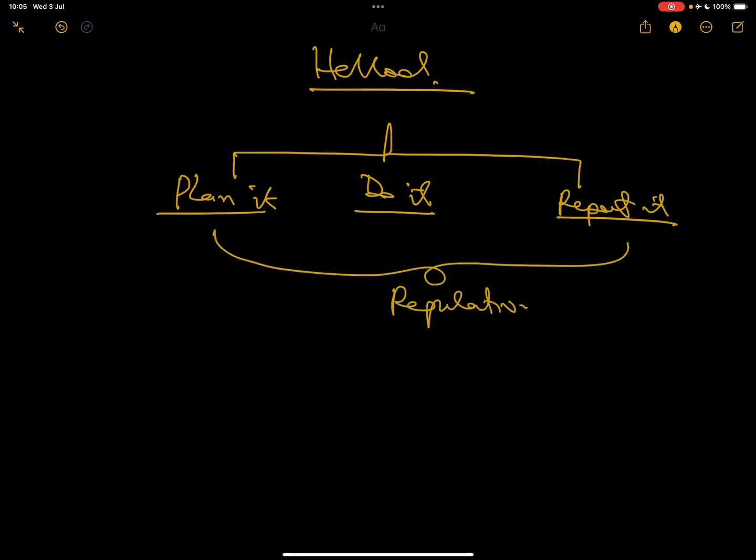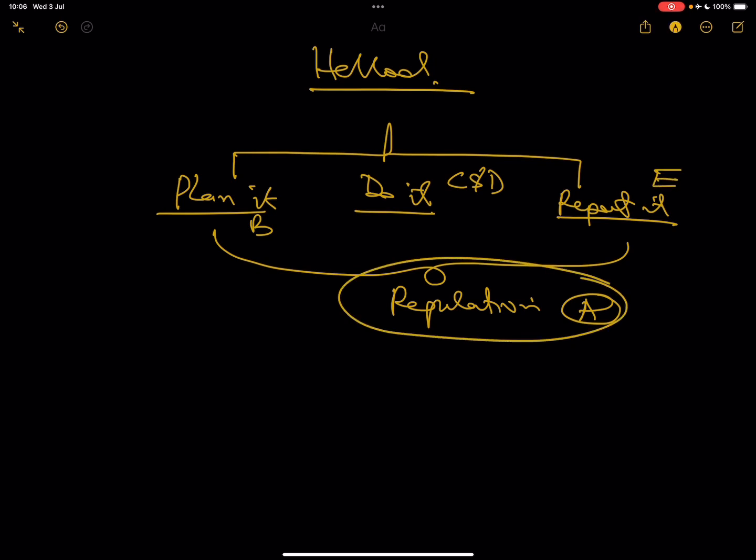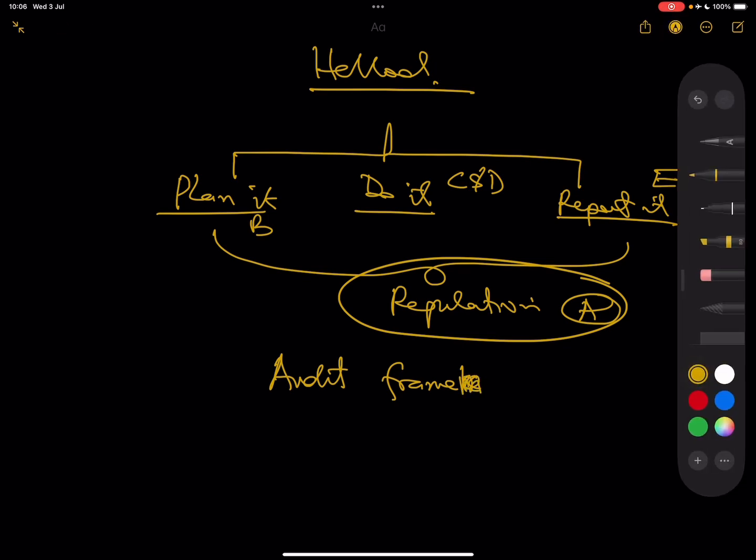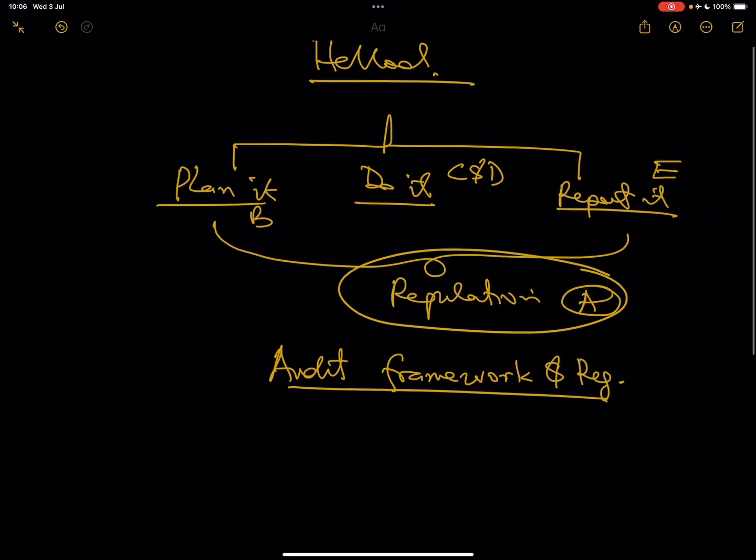And I said everything you do from planning to execution to reporting is guided by regulations and audit framework. And this is section A of your syllabus. This is your section B, your section C and D, and this is your section E. So we're starting with the regulations. So I'm going to be speaking about audit framework and regulations in this recording. Yeah, so this is what we'll be looking at today.